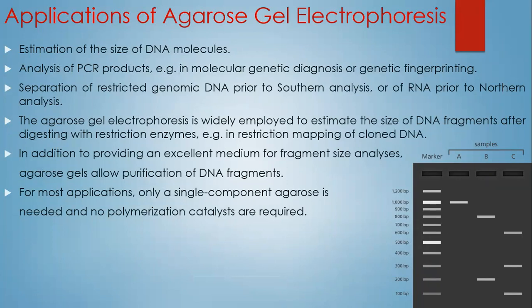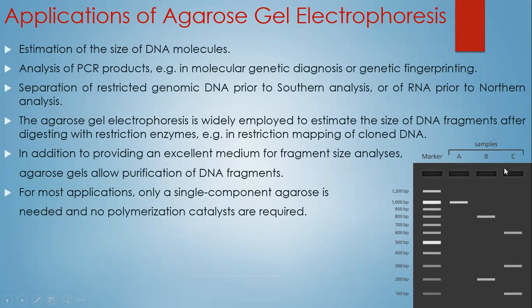Agarose gel electrophoresis is widely employed to estimate the size of DNA fragments after digesting with restriction enzymes, for example, in restriction mapping of cloned DNA. In addition to providing an excellent medium for fragment size analysis, agarose gel allows purification of DNA fragments. For most applications, only a single component, agarose, is needed and no polymerization catalysts are required.